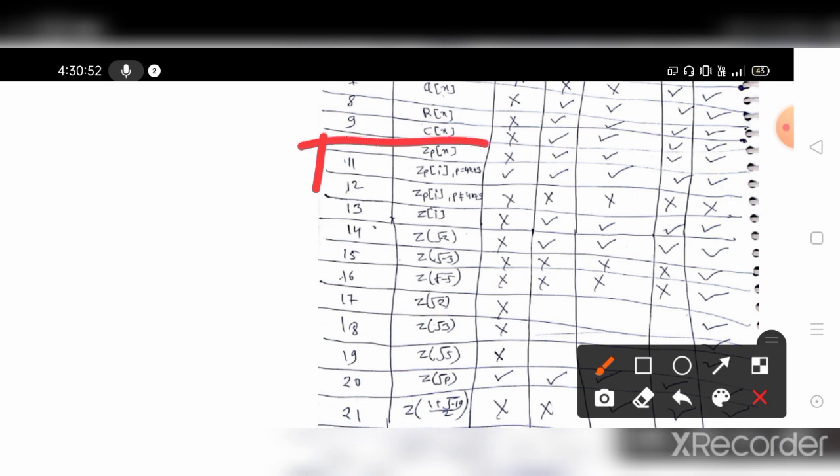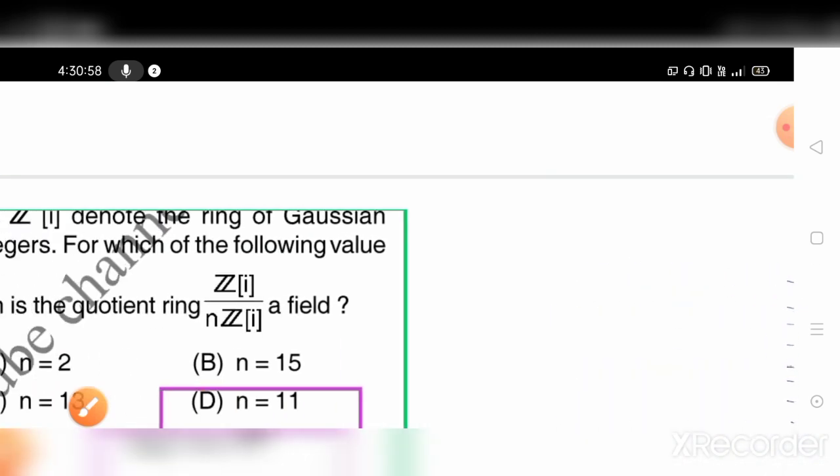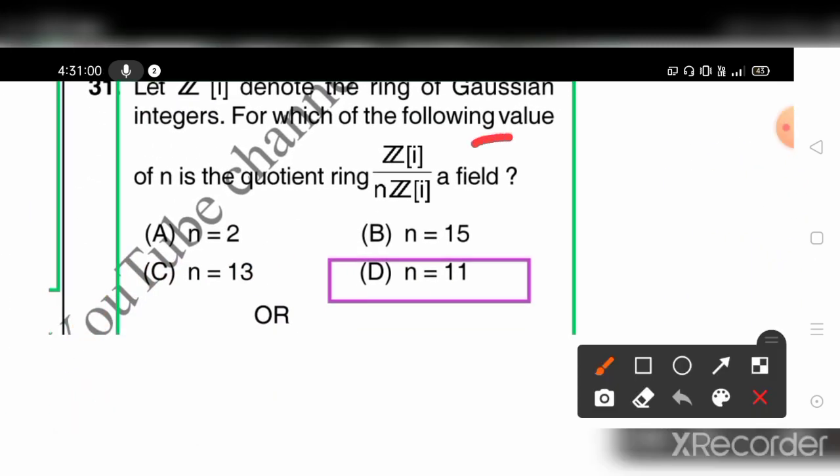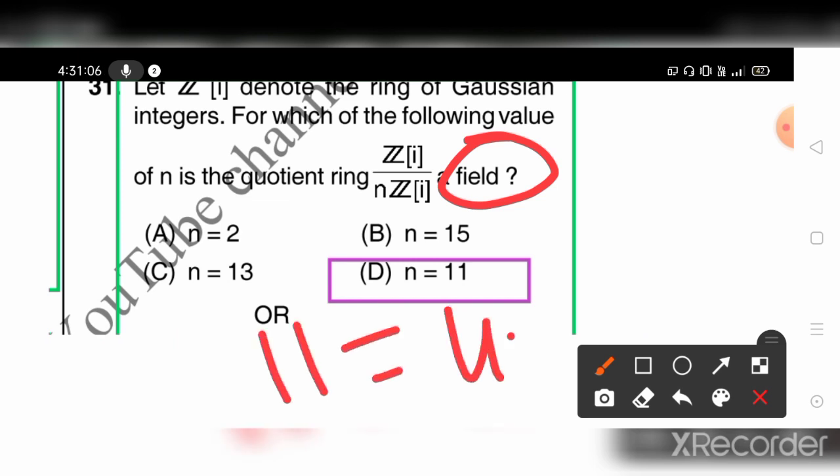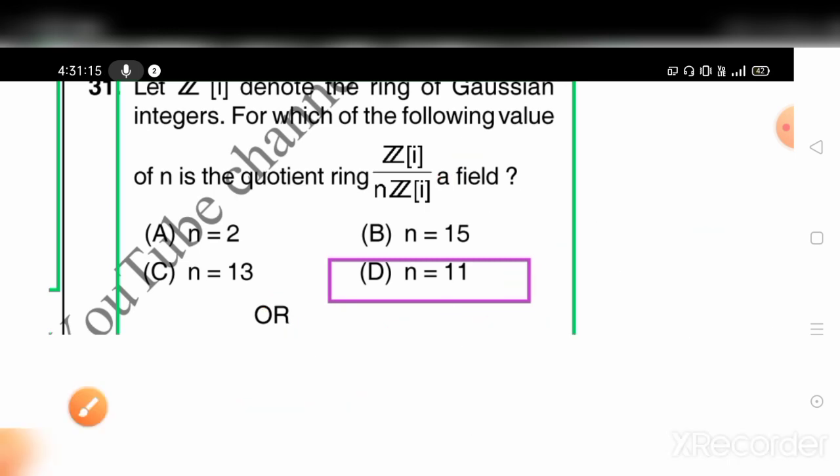Next question. Let Z[i] denote the ring of Gaussian integers. For which of the following values of n is the quotient ring Z[i] upon nZ[i] a field? This is also repeated. Here is one result: if p equals 4k plus 3, then it is a field. Here a field is given. So 11 equals 4 into 2 plus 3. 11 satisfies, so option D is correct.